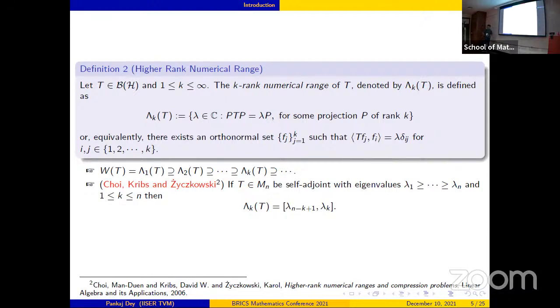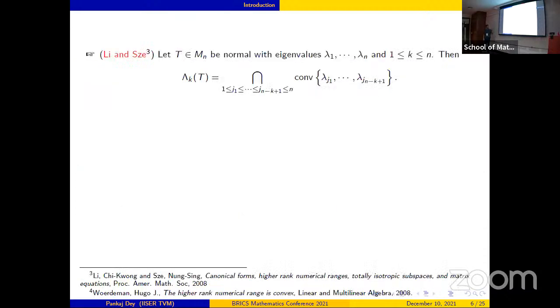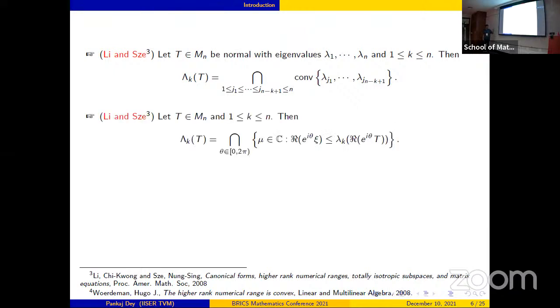Now they conjectured the rank-k numerical range of a normal matrix in the same paper, which was proven by Li and Sze: the rank-k numerical range of T is the intersection of the convex hulls of lambda_j1 to lambda_j(n-k+1). That means leaving out k minus 1 eigenvalues, we take the convex hull of the other n minus k plus 1 eigenvalues and intersect over all such choices. In fact, Li and Sze proved more. They proved that if T is a matrix, then the rank-k numerical range of T is actually the intersection of closed half planes determined by eigenvalues, namely the k-th largest eigenvalue of the real part of e to the power i theta T.